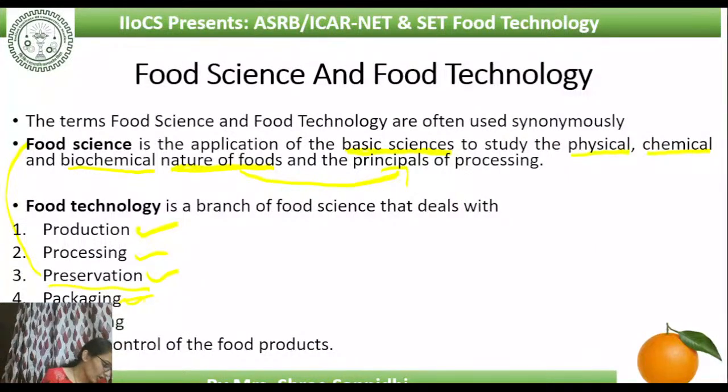Okay, after all these processes are under the control of the quality control system. In each and every stage, the quality control system makes sure that there is no contamination of food and every stage is safe. Okay, so the food is processed safely and reaches the consumers safely. Okay, so this is about food technology.